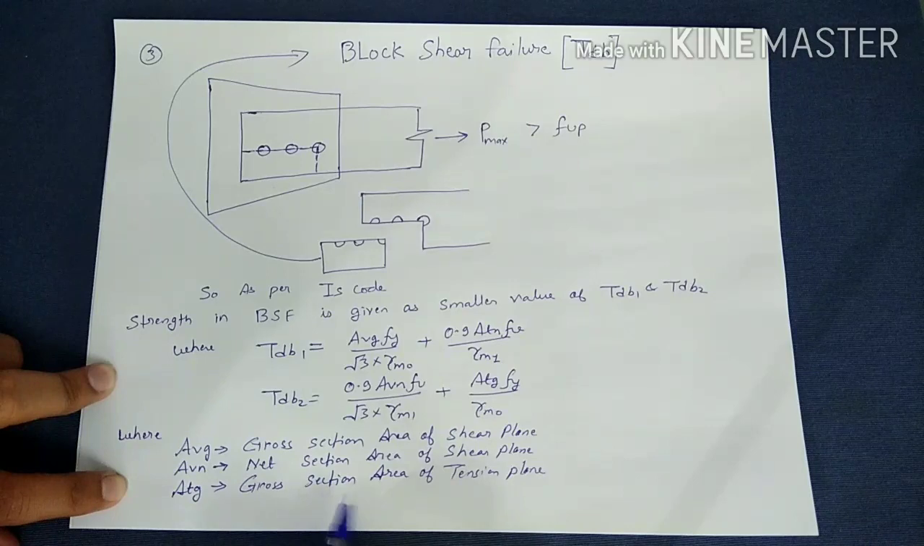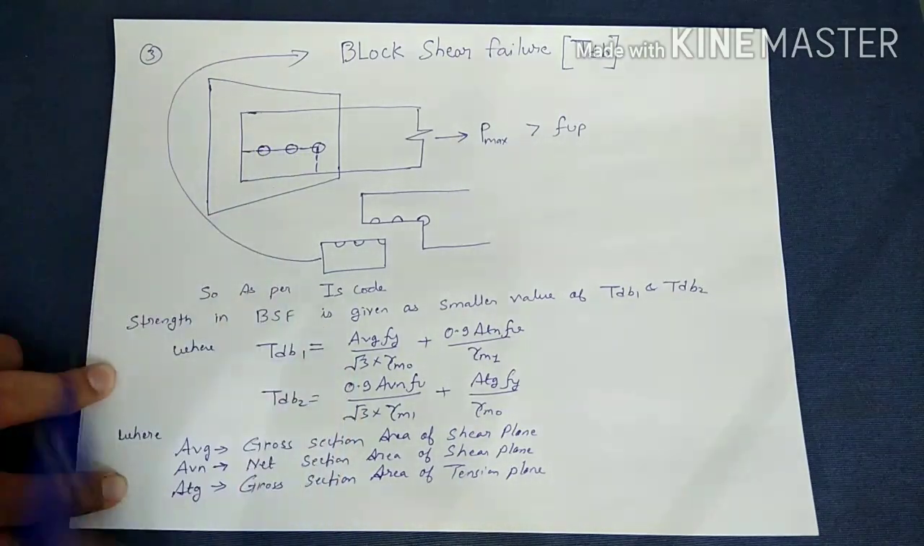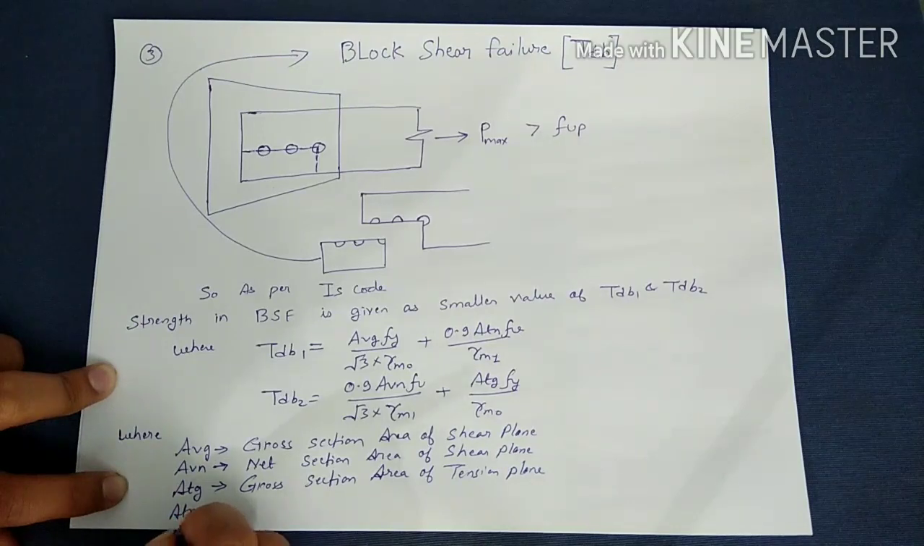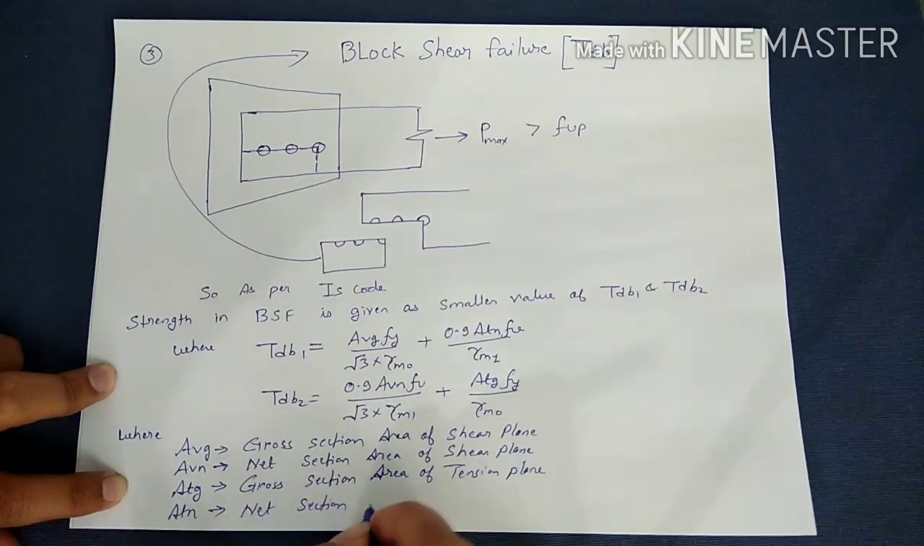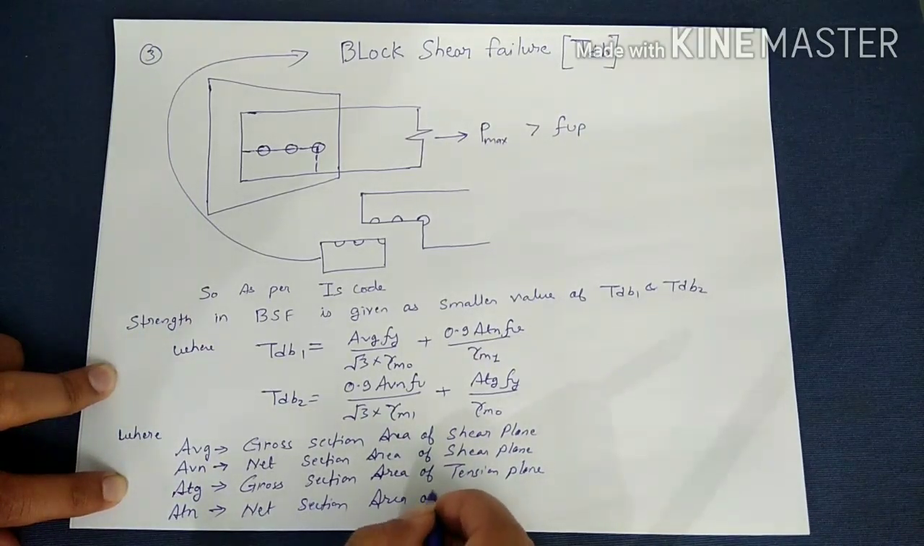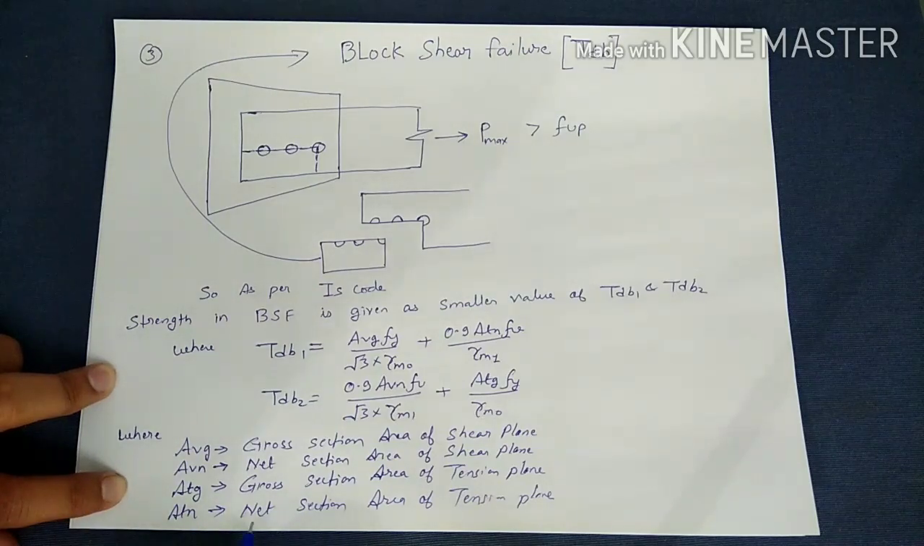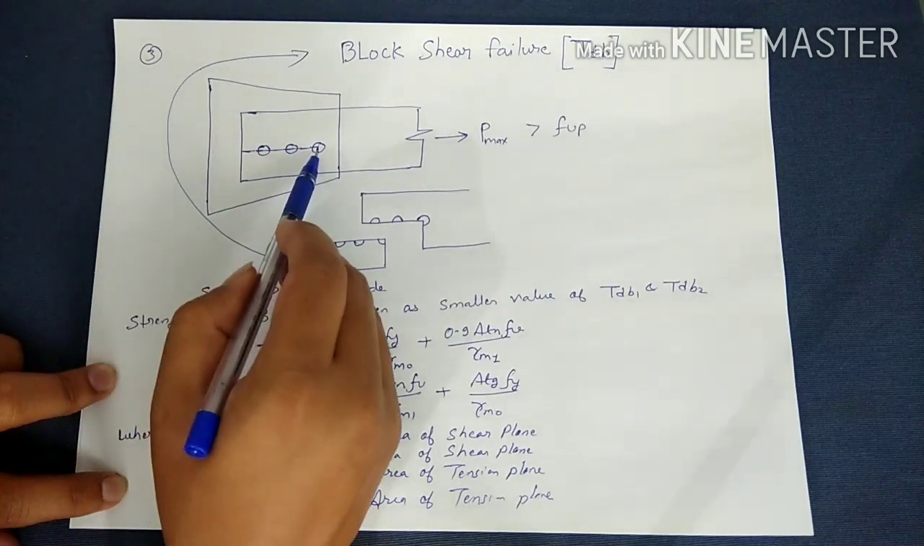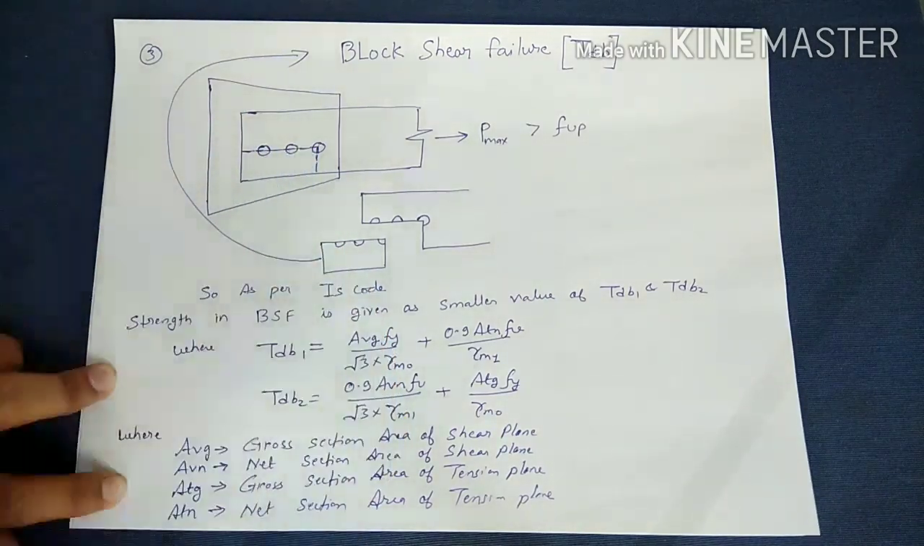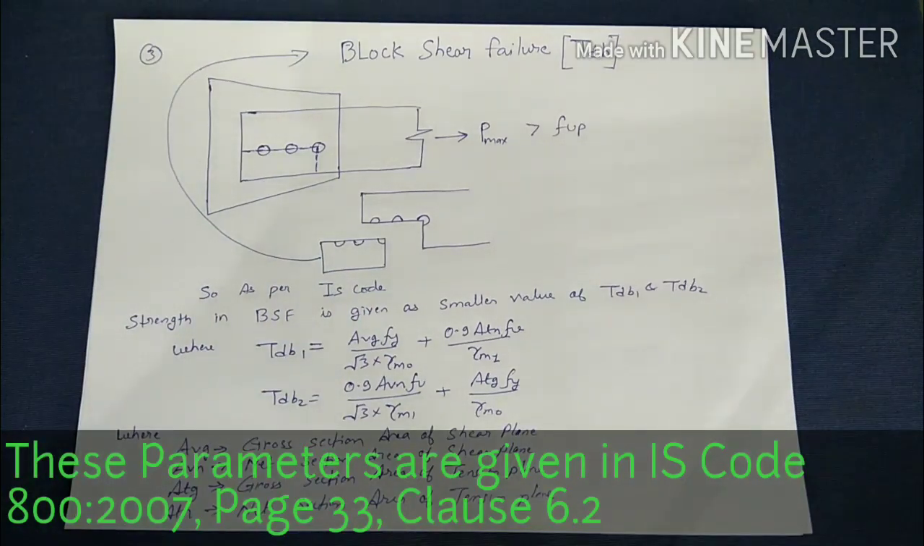As it is gross section area, we will not consider this bolt hole. Now ATN, it is your net section area of tension plane. As we are speaking about net section, it means area with this bolt hole. So for proper understanding, we should do a question based on these parameters. So let's start.